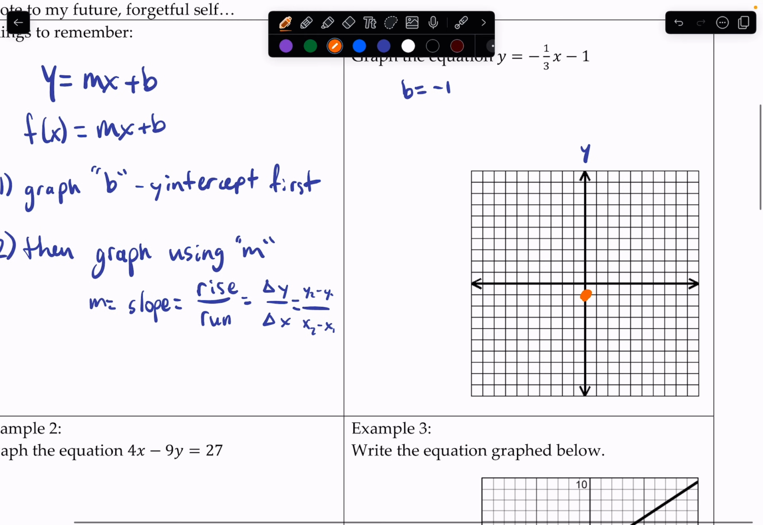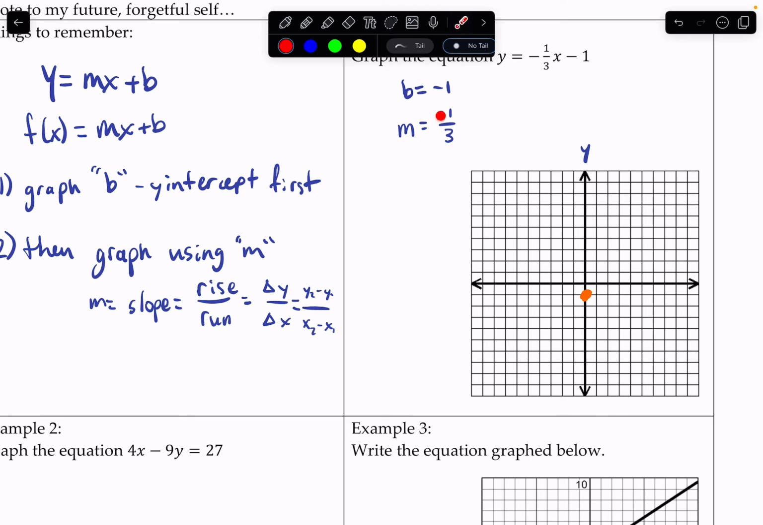And then I'm going to use the slope to graph the rest of the line, that m value, which is in front of the x, right? So if we go back over here, the m is connected to the x, and the b, that y-intercept, is our constant. It has no variable attached to it. So whatever's attached to the variable, that's going to be our slope. So in this case, that is -1 over 3.